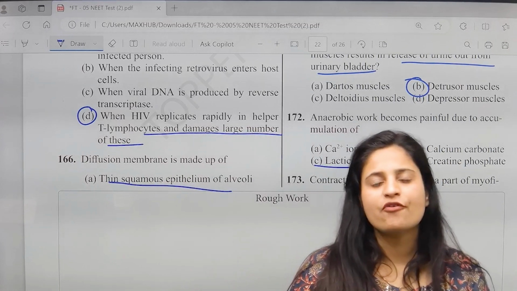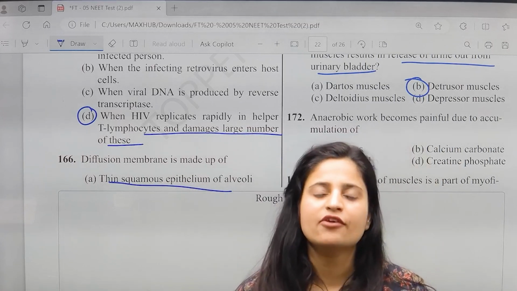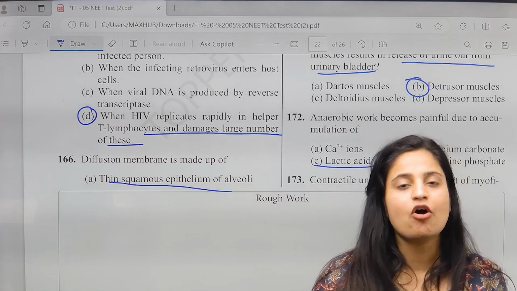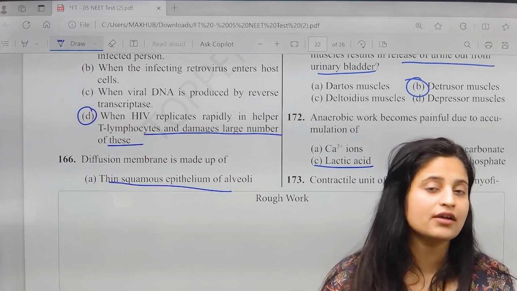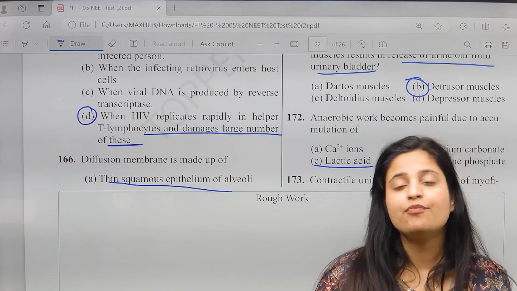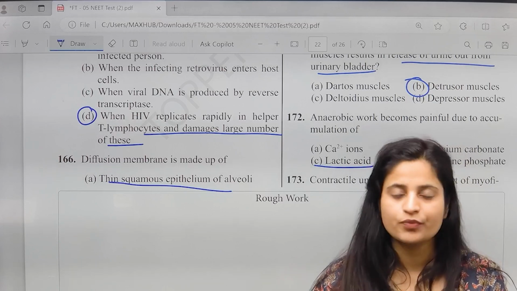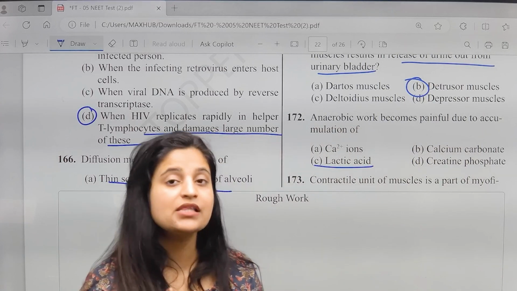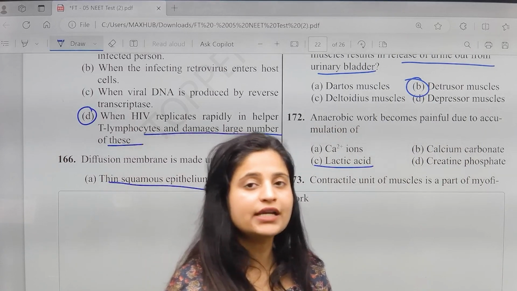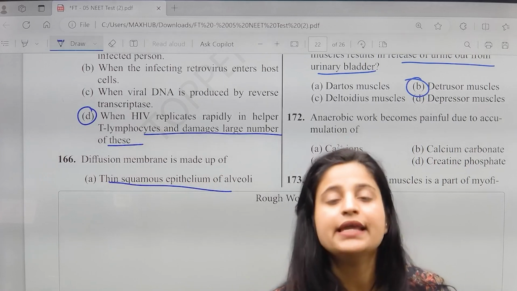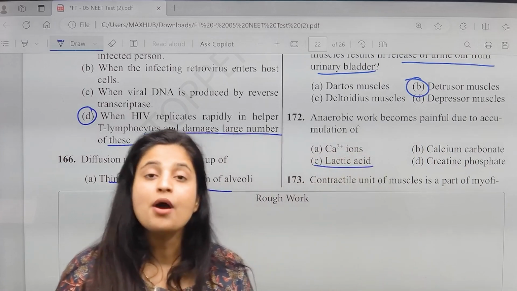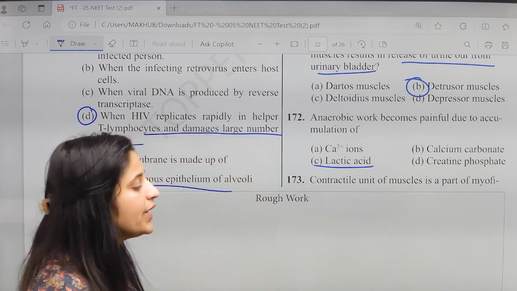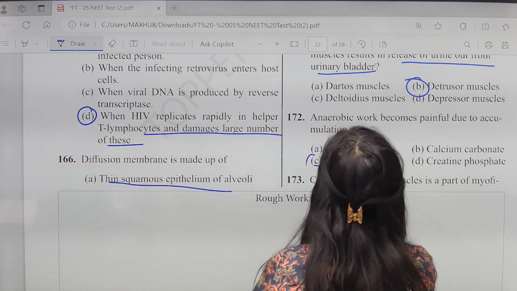Next is, anaerobic work becomes painful due to the accumulation of lactic acid. You know that two types of respiration take place in the body: aerobic and anaerobic. Aerobic respiration takes place in the presence of oxygen. When food is oxidized in the presence of oxygen, the end products are water and CO2. Okay. If the same reaction happens in the absence of oxygen, the end product will be lactic acid, water and CO2. But this lactic acid accumulates in the body, which is why we feel cramps after heavy exercise. Okay. The correct option is C.